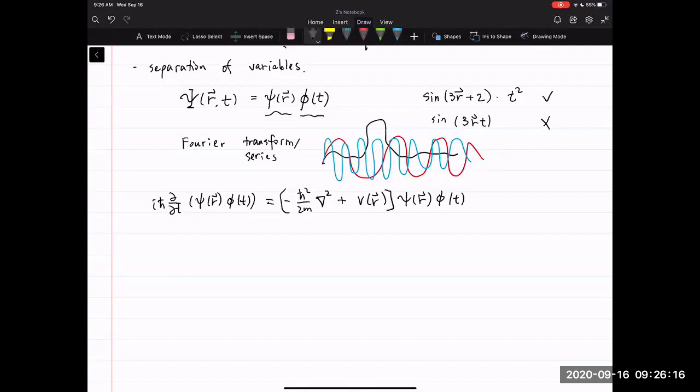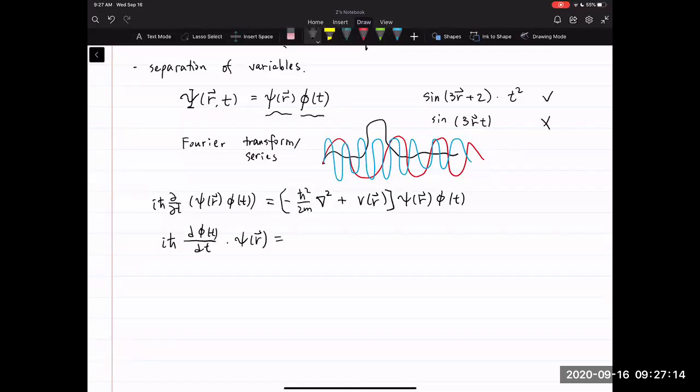So now what do we do? In the method of separation of variables, the solution is now separated into a space dependent part and a time dependent part. Now we put it back into the differential equation. Then we rearrange the equation so that one side only depends on space, and the other side only depends on time. So the left hand side, ψ(r) can be taken out. So this iħ partial t becomes d/dt, so dφ/dt, and then times ψ(r).